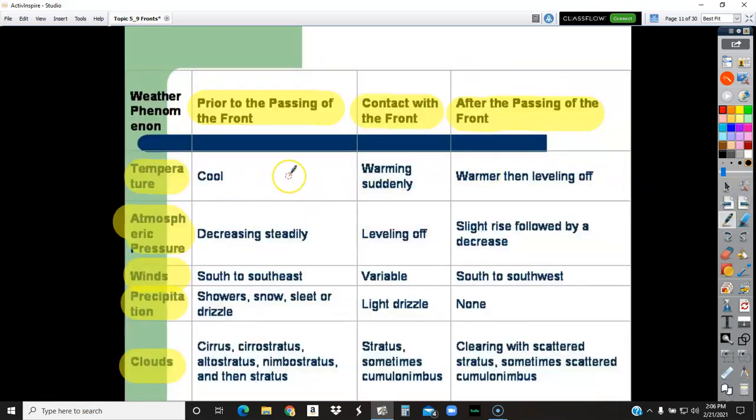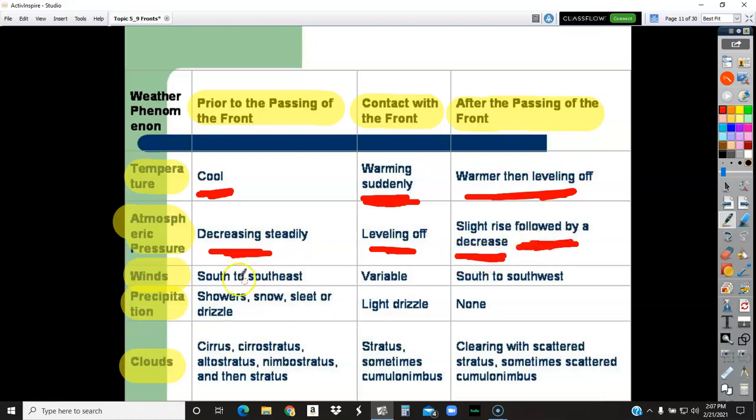So this chart, which is now talking about warm fronts, again, it's in my notes, so if you want to go back and refer to it, you'll have cool air before the warm front gets to you. All of a sudden, it'll start to warm up and then kind of level off. Pressure, again, is going to go down a little bit. It's going to level off. You might get a little bump and then a decrease, because remember, warm air is low pressure. So as the warm air slowly pushes in, the pressure will start to go down. The winds will be south to southeast, and then after the front passes you, south to southwest. So still basically same direction.